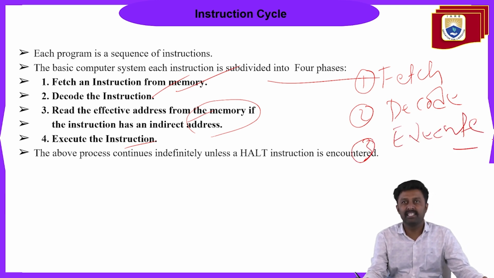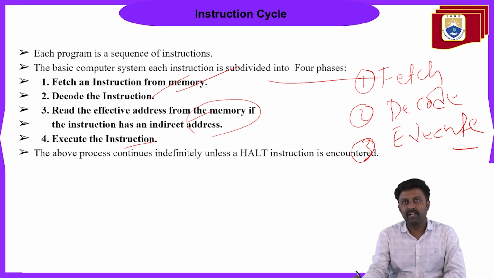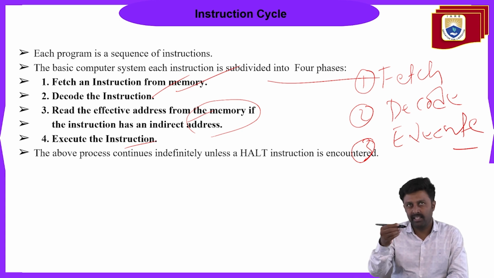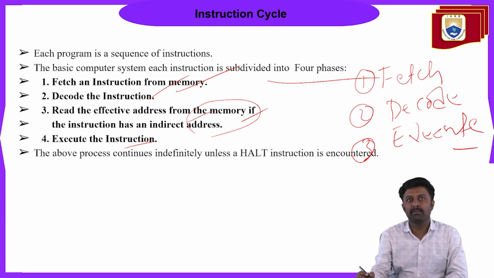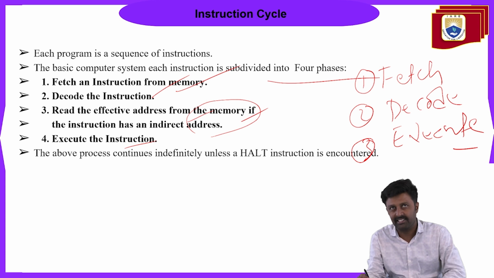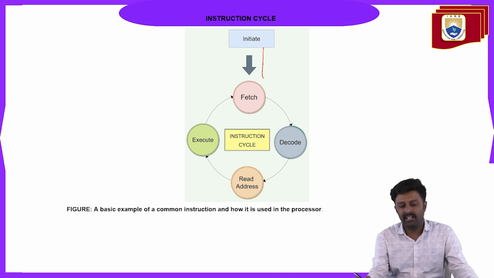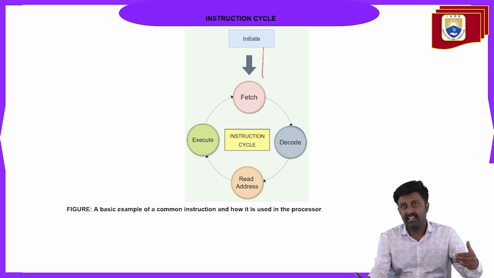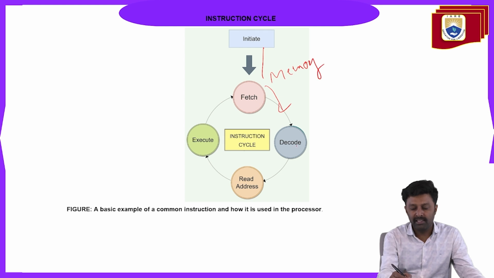Okay, so we'll see these things one by one. When an instruction is executed in the computer system, the steps will be fetch, decode, and execute, and the third step will come into the picture if the effective address from the memory has an indirect address. This figure shows the same thing. The CPU will initiate the instruction cycle execution. First the instruction will be fetched from the memory. Then it will be decoded.